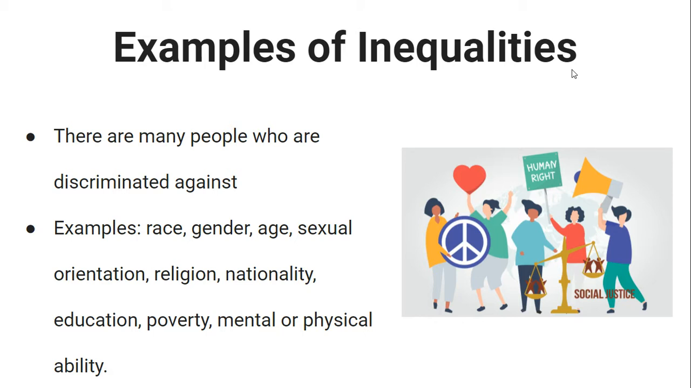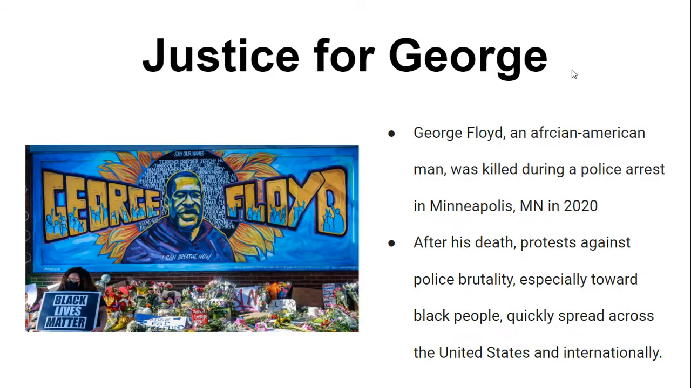There are many people who are discriminated against in this world. Some examples of discrimination and the focus of that can include race, gender, age, sexual orientation, religion, nationality, education, poverty, mental health, or even physical abilities. All of these are examples of what people target on other individuals for discrimination. One example, so let's go back to the presentation.